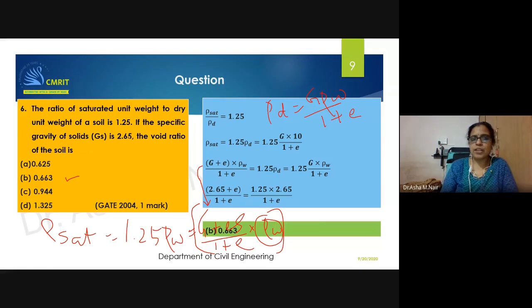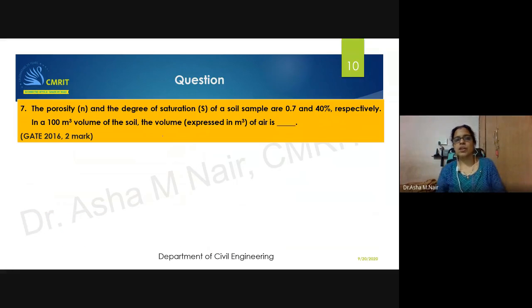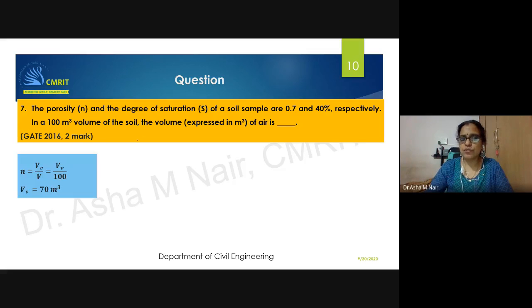Okay. So let us go to the next question. The porosity n and degree of saturation of a soil are 0.7 and 40% respectively. In a 100 meter cube of soil, the volume of air is. So please, you have to look into the question. This is a 2-marker question. And so the porosity, so you are given the value for n. What is n? n is equal to Vv by V, right? n is equal to Vv by V.